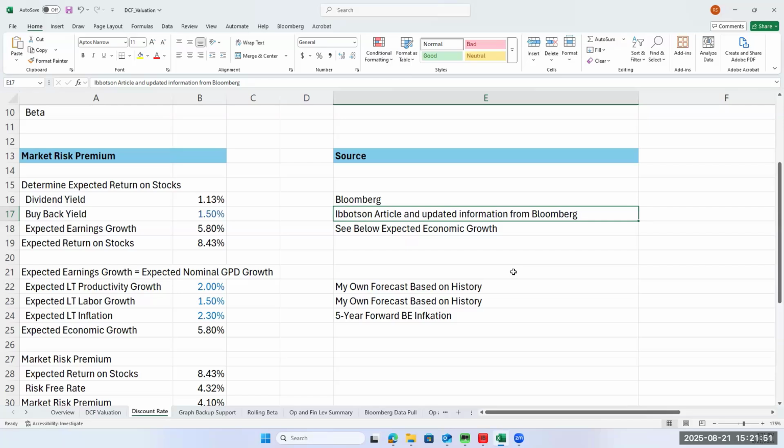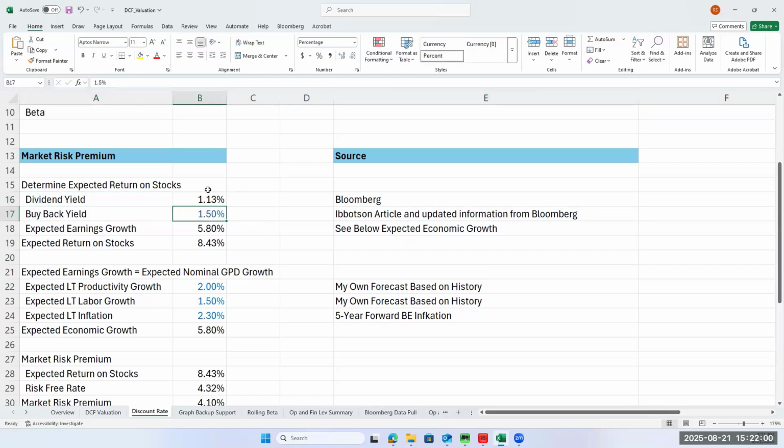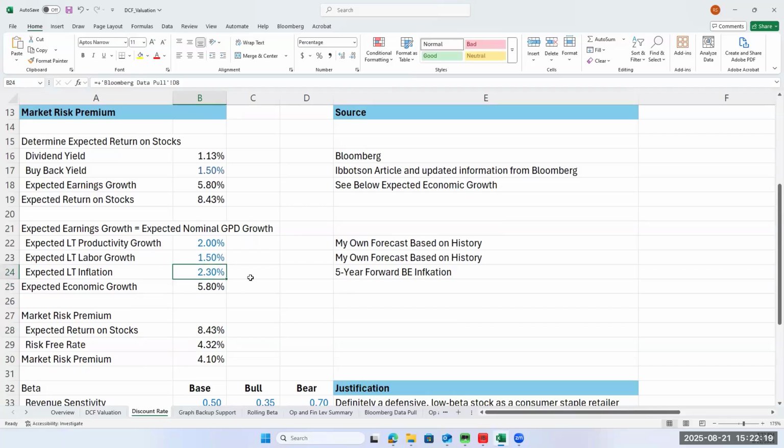But it's not a number I want to just pull the current number for, because it can fluctuate. It fluctuates a little bit more than the dividend yield. So I'm just using a plugged in number. You'll notice I'm using the convention of blue for input numbers. So that's the input number. Expected earnings growth, you can see as a formula down here. I'm going to expect that corporate earnings growth will be similar to the US economic growth.